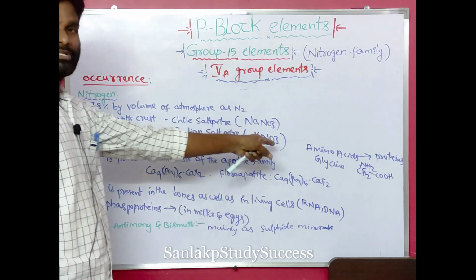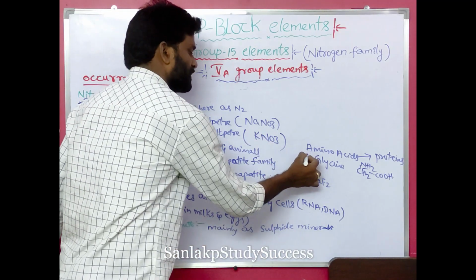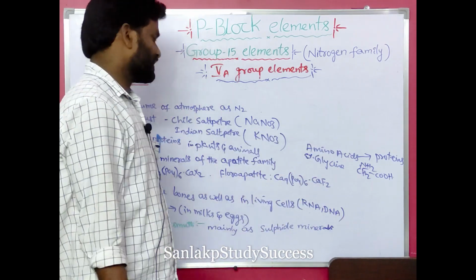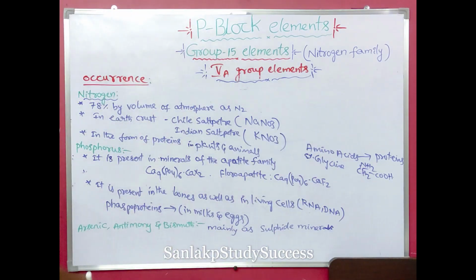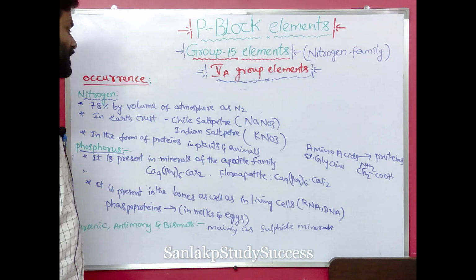So proteins are produced from amino acids. One example is glycine, which contains nitrogen. Now I am going to explain about phosphorus. It is present in minerals of the apatite family.